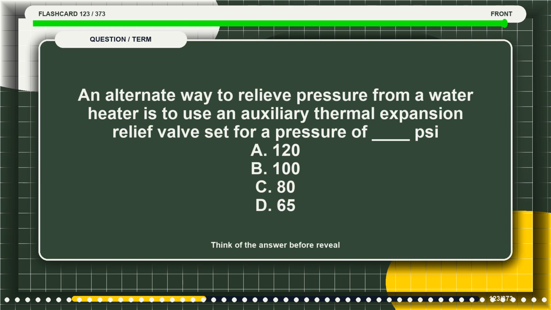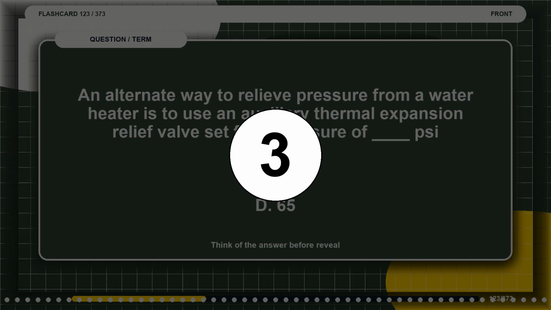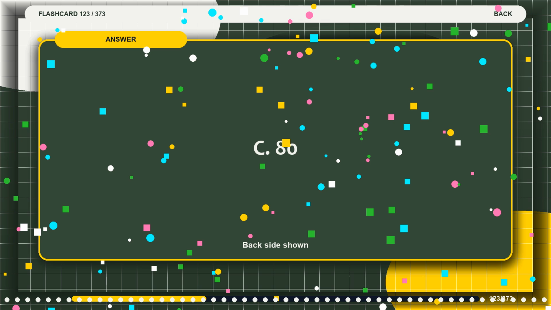Flashcard 123. An alternate way to relieve pressure from a water heater is to use an auxiliary thermal expansion relief valve set for a pressure of blank psi. A. 120. B. 100. C. 80. D. 65. Think of the answer before the reveal. The answer is C. 80.